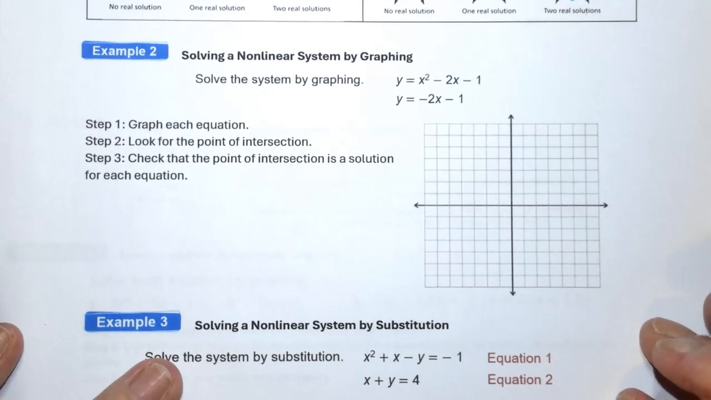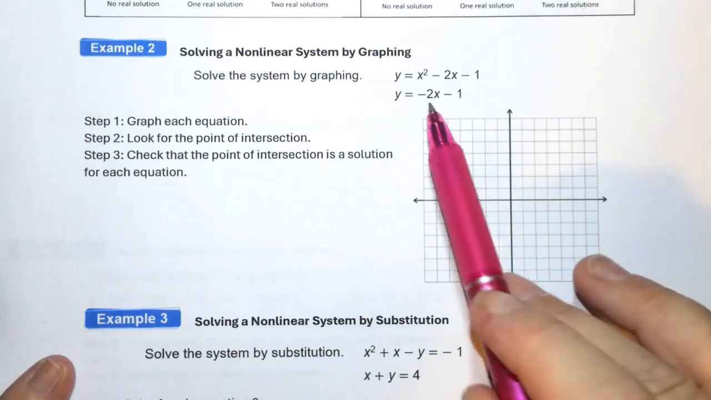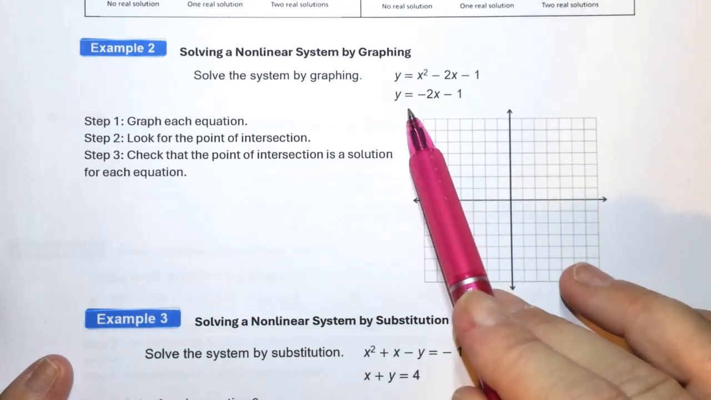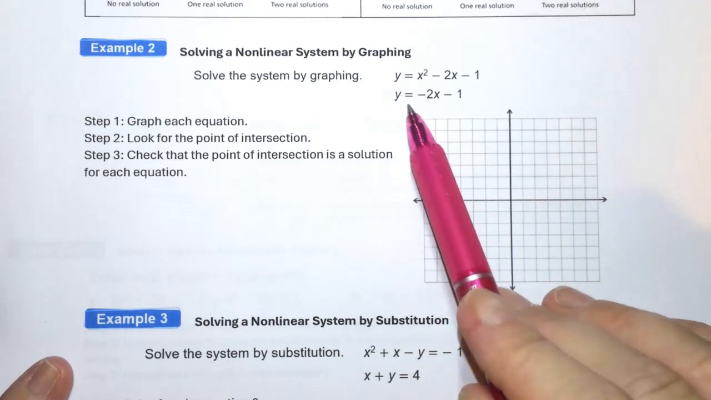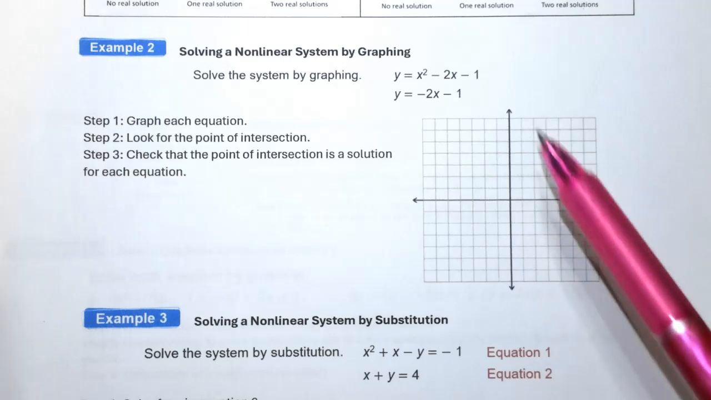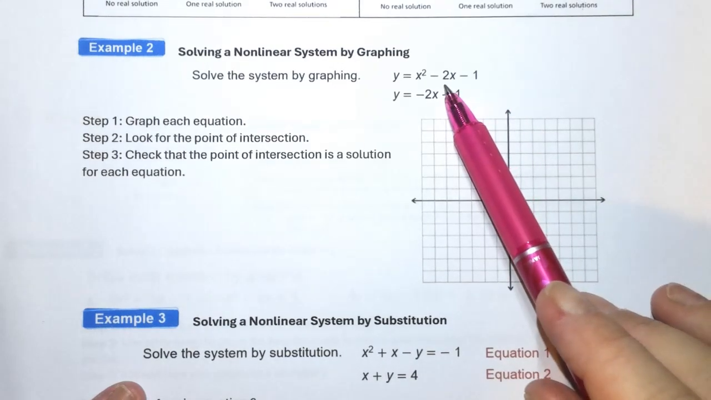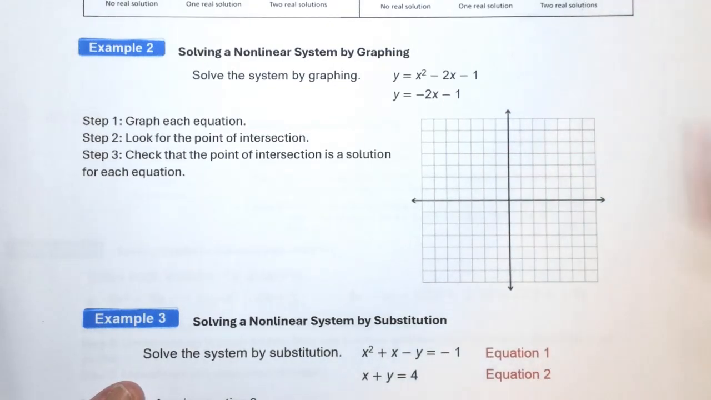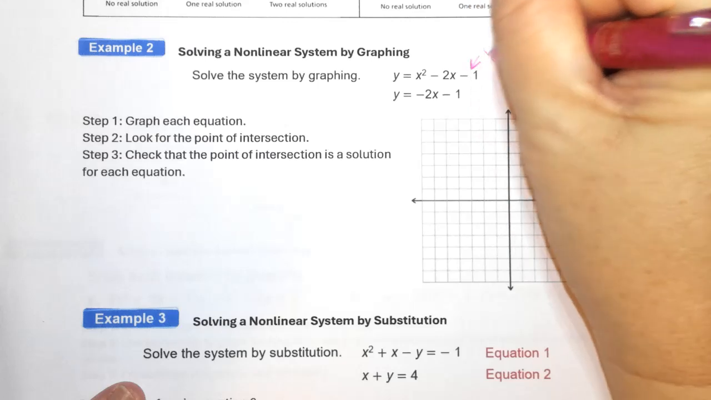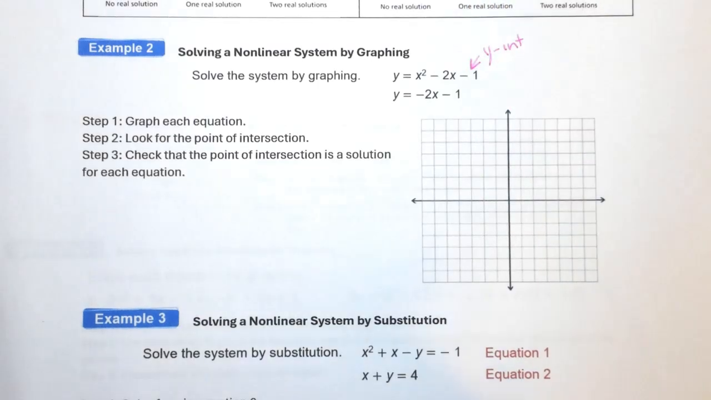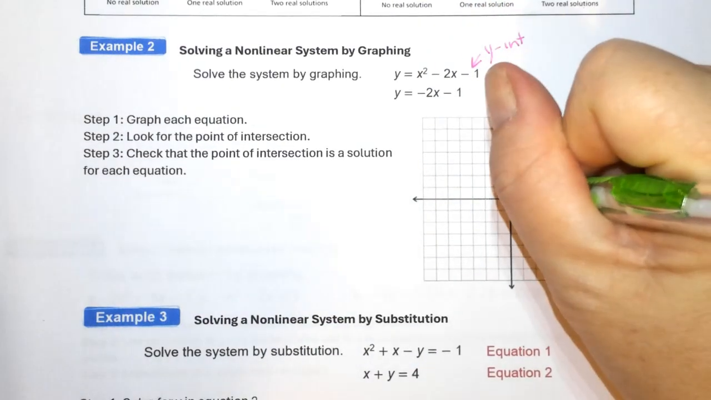Okay, so let's graph. Now, we have a parabola and we have a linear function. The linear function is a little easier to graph. This one, though, we have learned how to graph it. We know right away that this negative 1 is our y-intercept. So we can go ahead and graph that, negative 1.